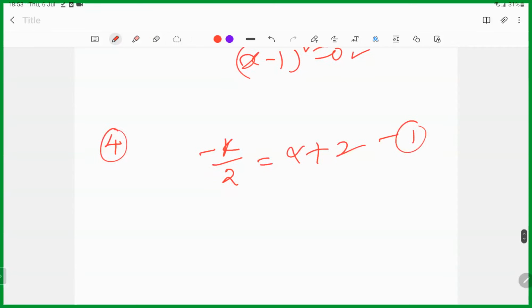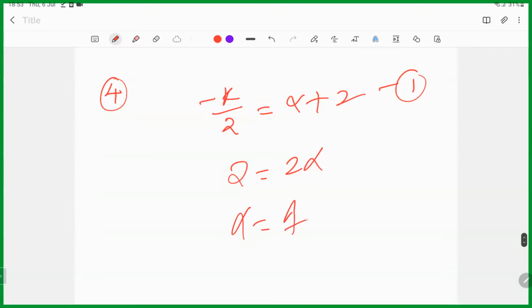What is the product of the roots? C by a. C by a is how much here? 2. So 2 equal to alpha into 2, right? Alpha equal to 1 you are getting, no? I think you need not even solve for k value. The product of the roots is c by a, which is equal to 2. So if you take the other root as alpha, 2 into alpha, 2 alpha equal to 2, alpha equal to 1.